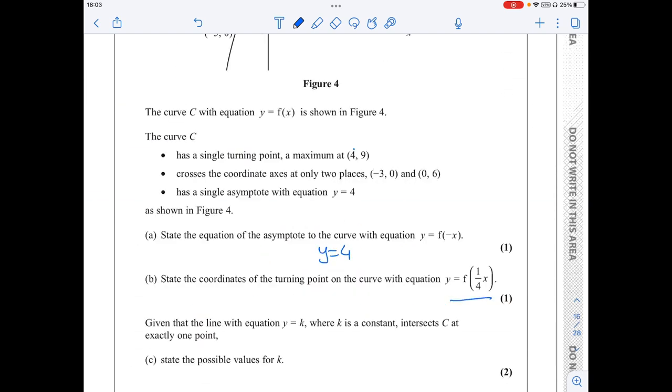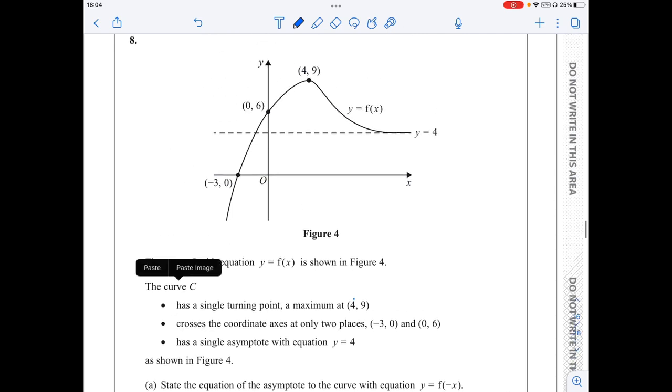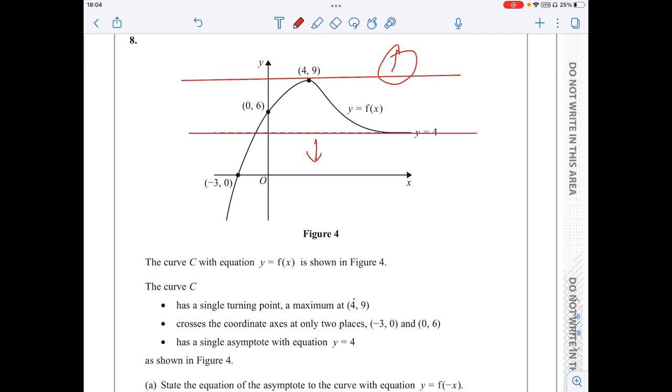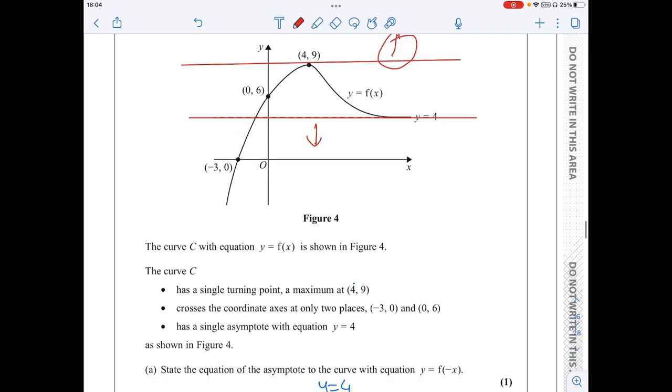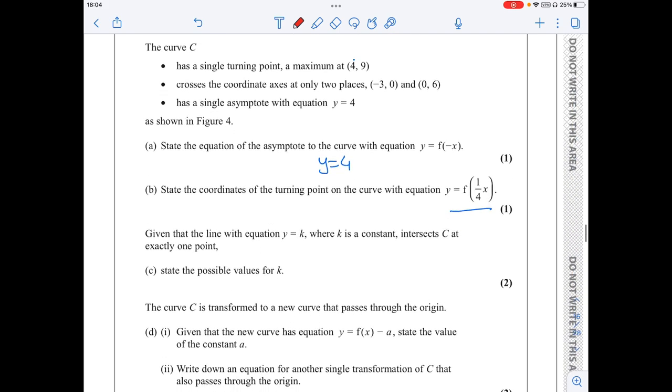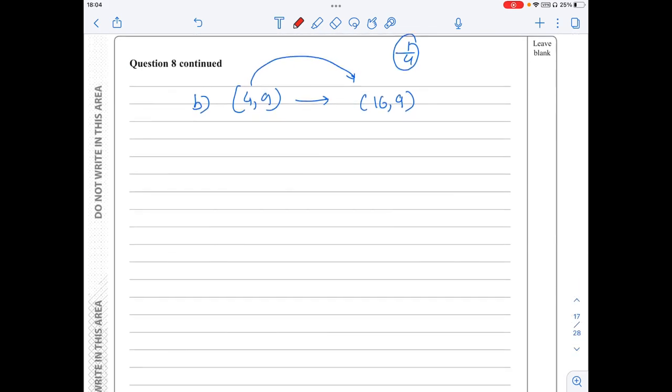Now coming to the next part, it says that given the line y equals k, where k is a constant, intersects the curve C exactly at one point, state the possible values of k. It will intersect exactly at one point at the maximum, and below the asymptote. There are two possibilities. What is the first possibility? The possibilities are k equals 9 and k is less than or equal to 4.